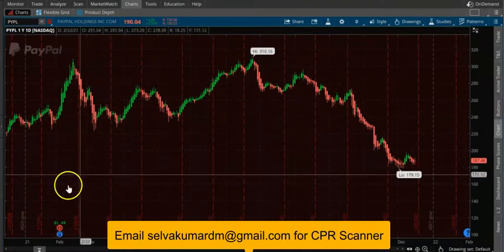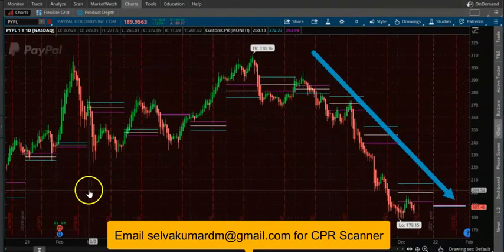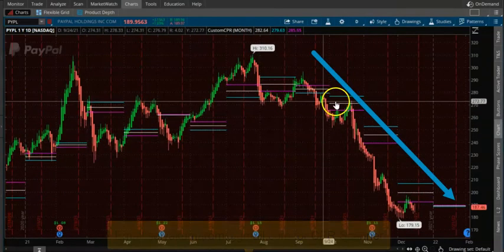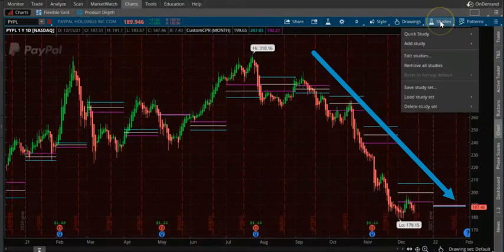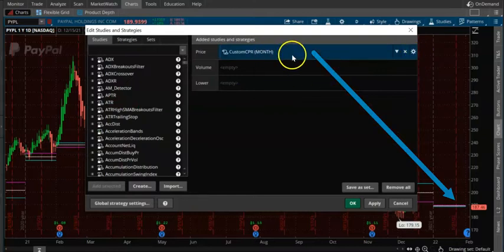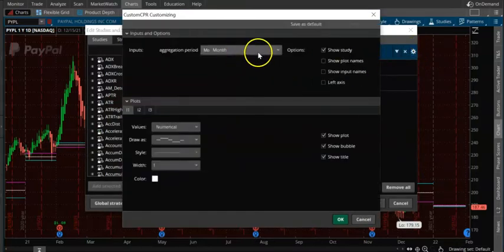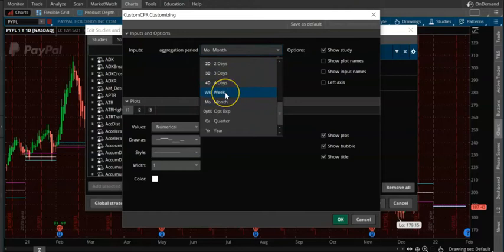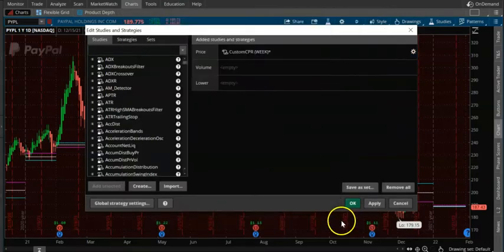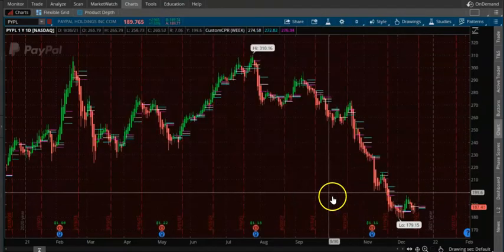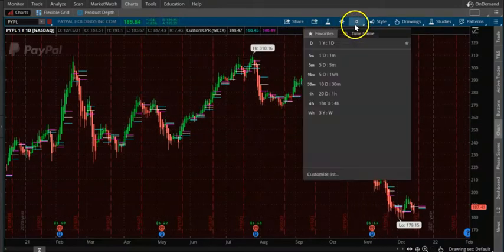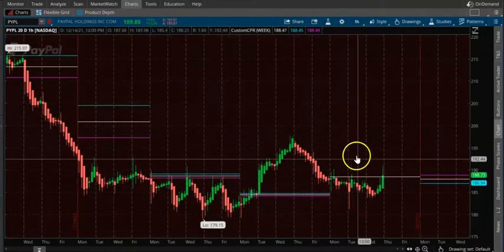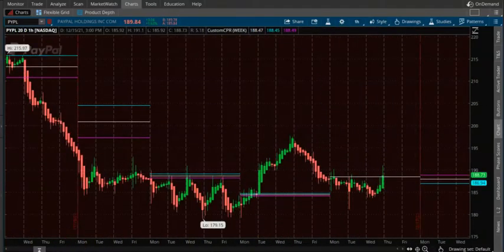We are on a daily time frame, and here we have added the CPR. This is a monthly CPR, so each month you will get a CPR. If you go to edit settings, it's set to monthly. Let's say, for example, I flip it to weekly. Then you will have a CPR every week. If you put a weekly CPR, you have to go to the 1 hour time frame, only then can you look at the chart. Whatever the CPR period is, you have to go to the lower time frame.